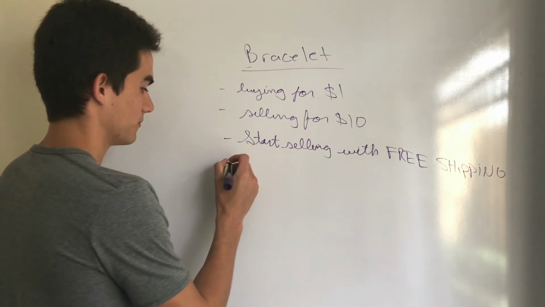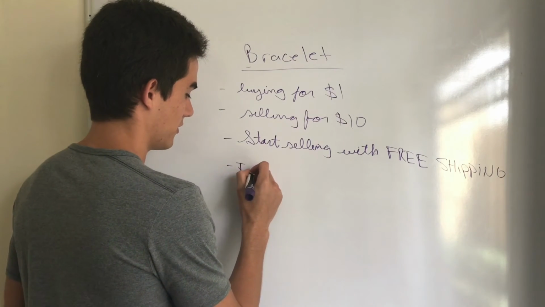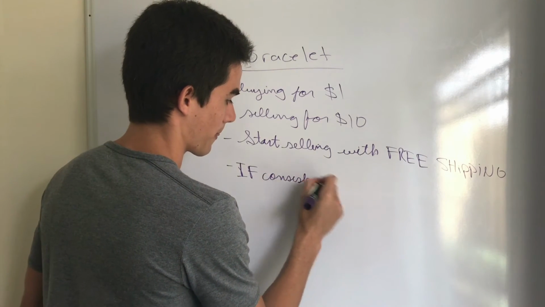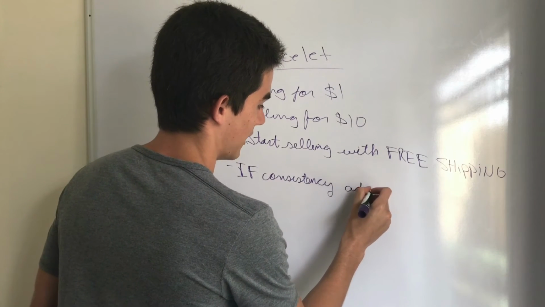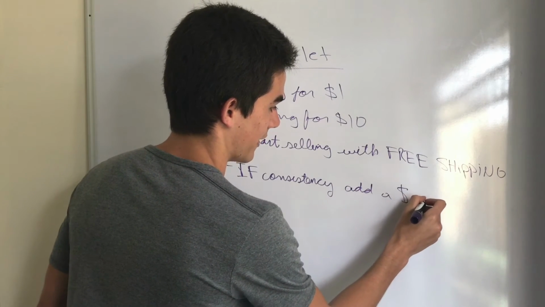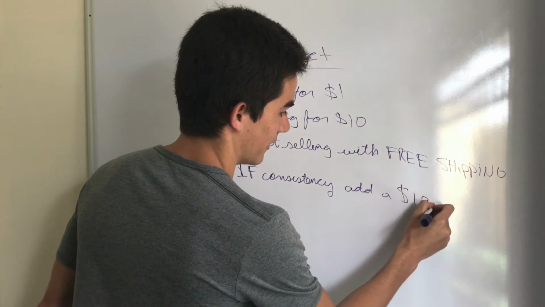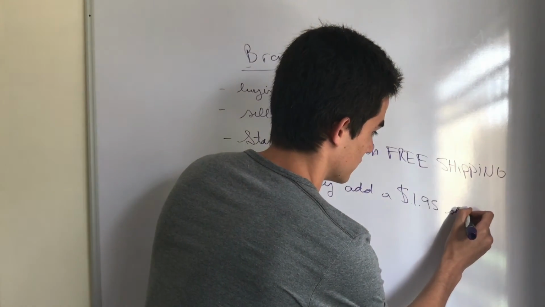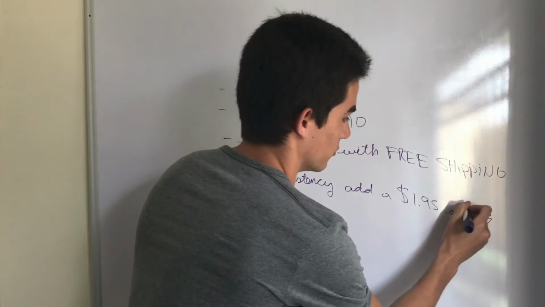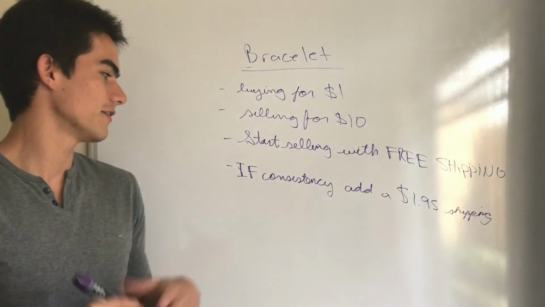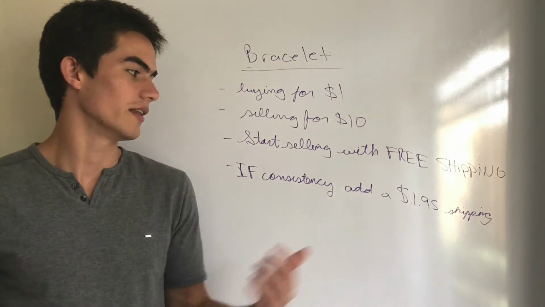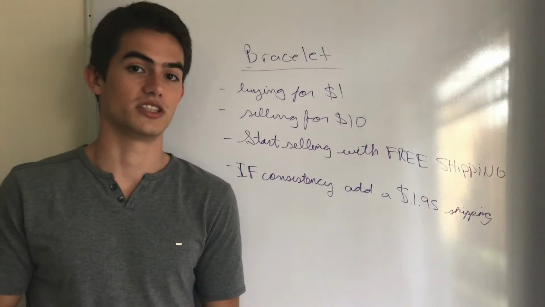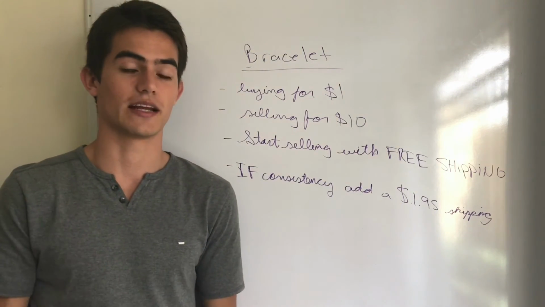Now what you can do is, if you see consistency, add a $1.95 shipping rate. It doesn't fit, so I'm going to put shipping. So if you see consistency and the product is selling with free shipping, then add a $1.95 shipping. Now you're making an extra 20% per sale, which is a lot. It's a big thing.